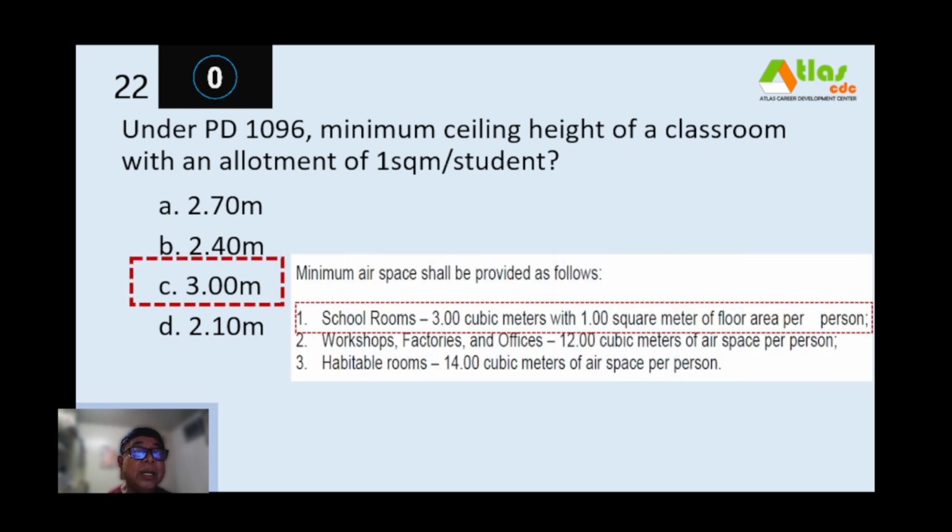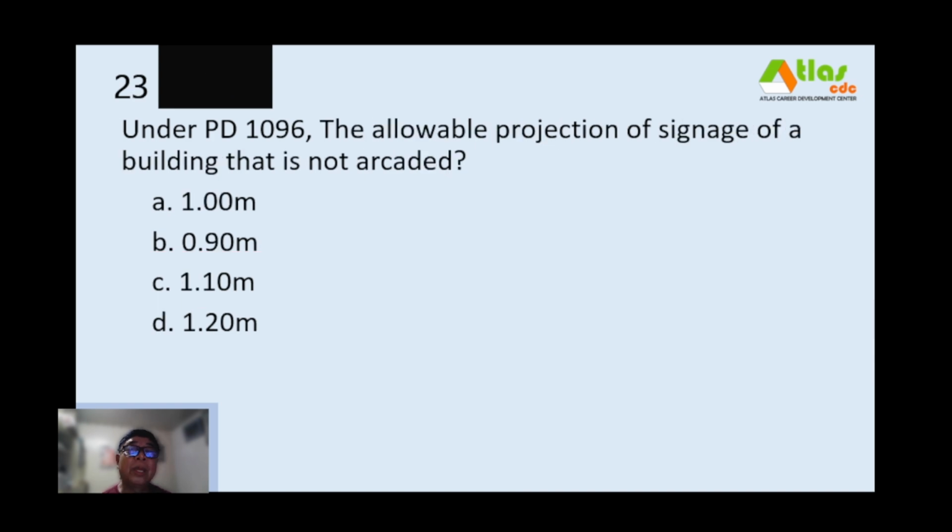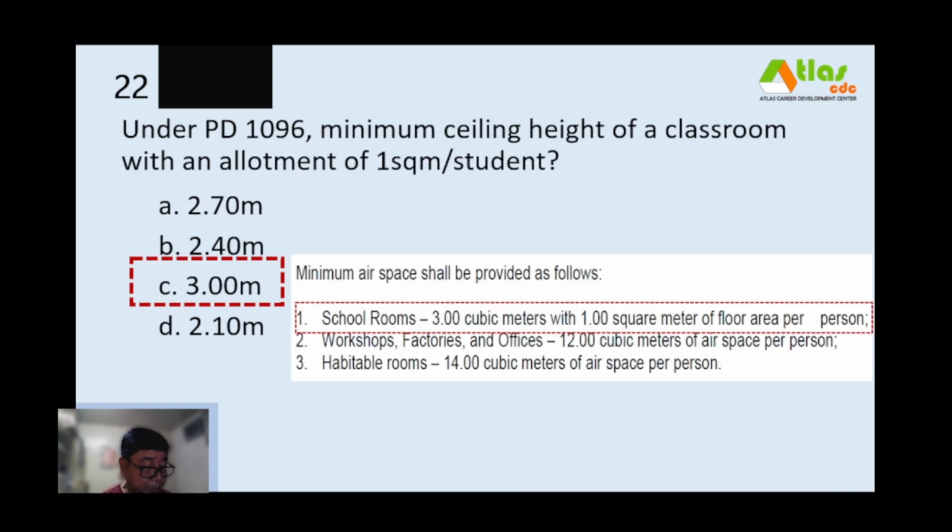So the minimum airspace shall be provided as follows. For schoolrooms is 3 cubic meters with 1 square meter of floor area per person. So just divide it. You will have a 3 meters ceiling height for every 1 square meter of floor area per person. Now, on the other hand, for workshops, factories, and offices, you need 12 cubic meters of airspace per person. For habitable rooms is 14 cubic meters of airspace per person.